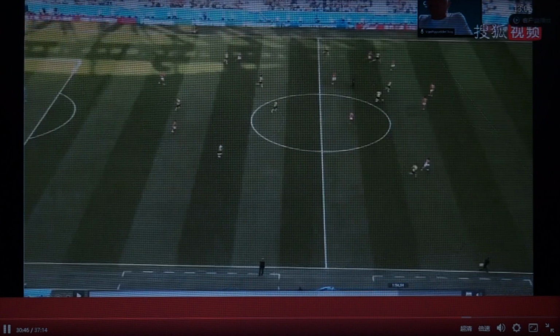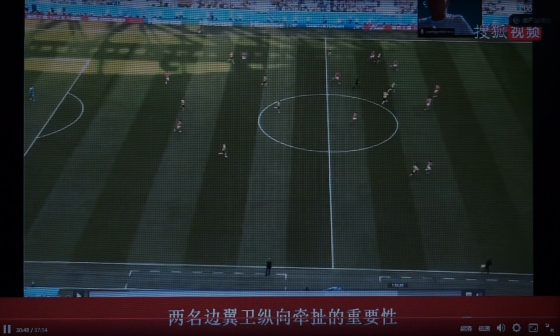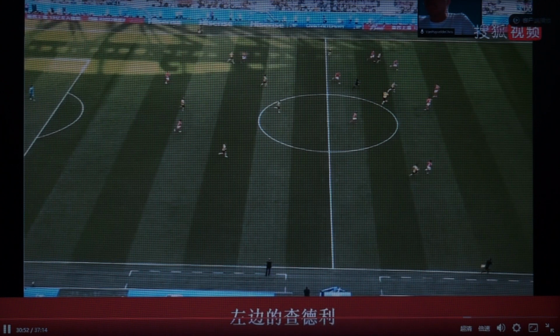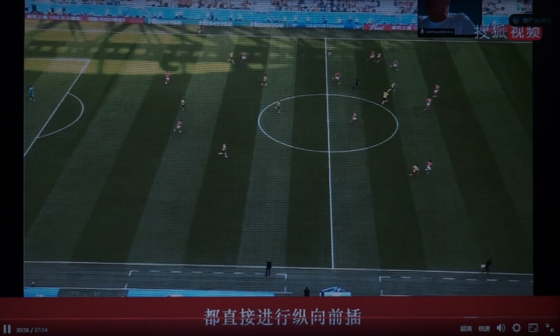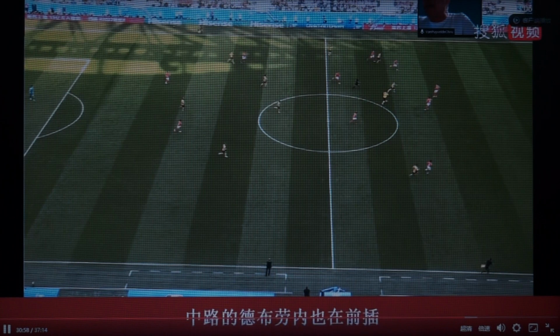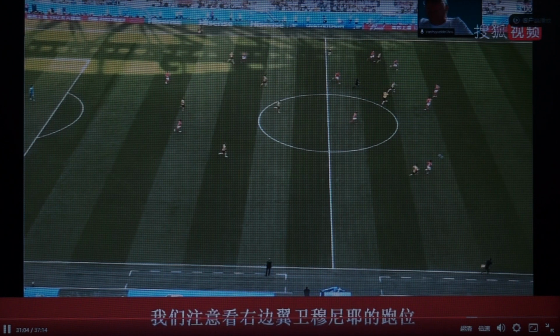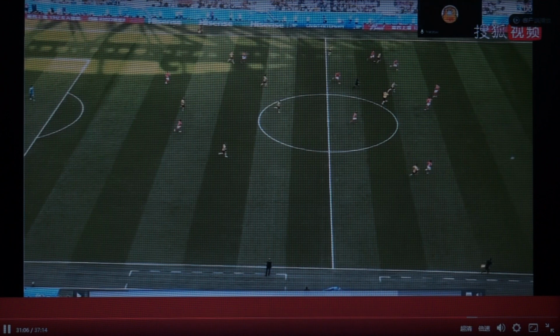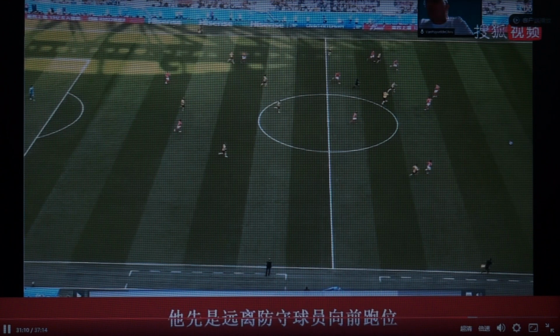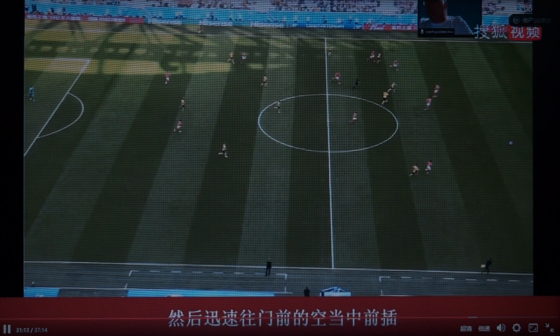Stop. Here you see the importance of the two wing backs. On the left side, Nacer Chadli. On the right side, Thomas Meunier. Directly they go deep. Directly De Bruyne is going deep. Verticality. Look at the run he's doing, the right wing back Meunier. Please have a look that he's using the curve run. He's first going out and then going in to make space for himself.